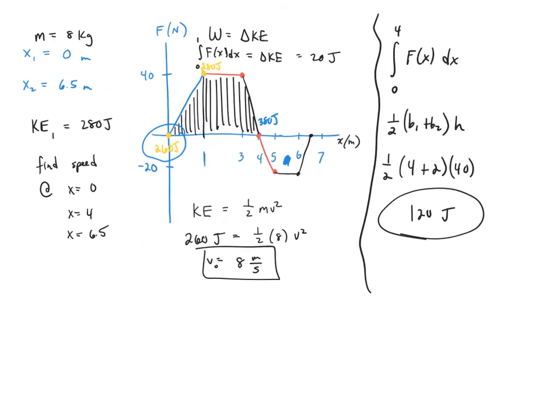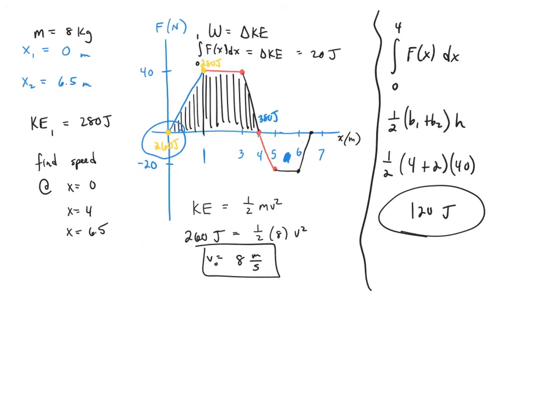So let's write down what we would do now. We would say the work done equals the change in kinetic energy. The work done is 120 joules. That equals 1/2 mv squared minus 1/2 mv naught squared, final minus initial. Oh wait, so it's not 380 equals 1/2 mv squared.